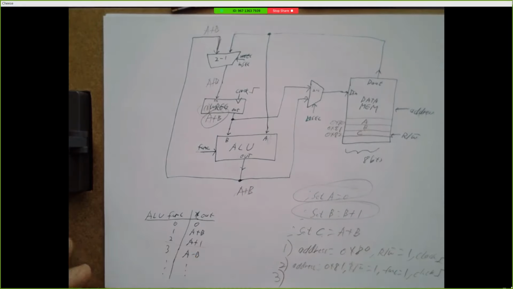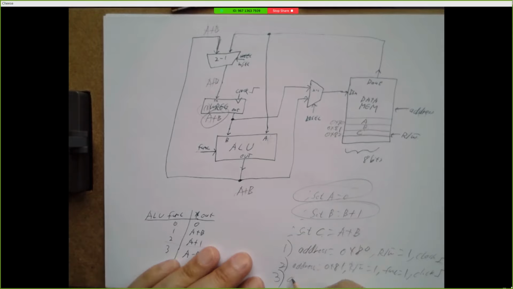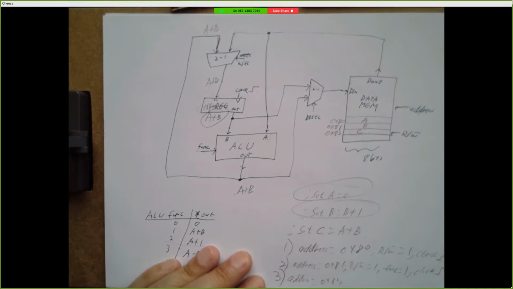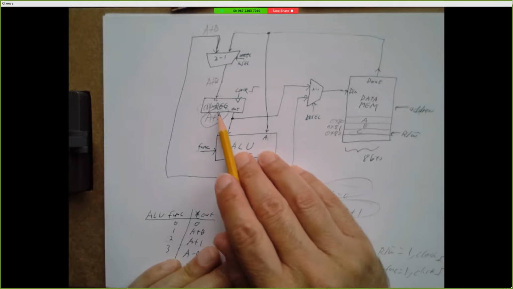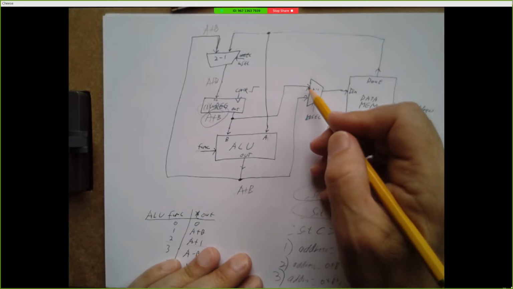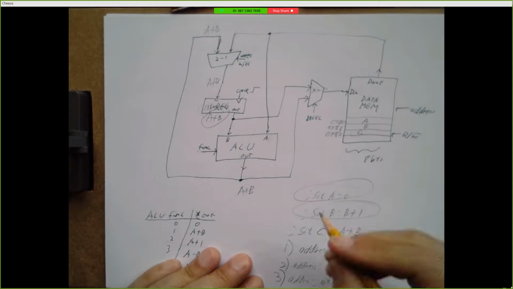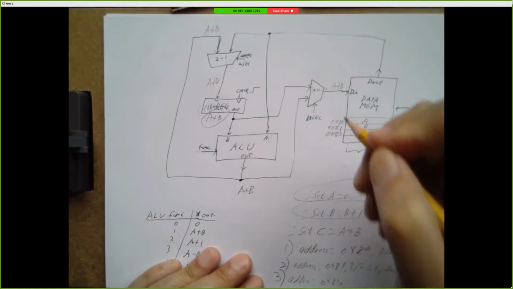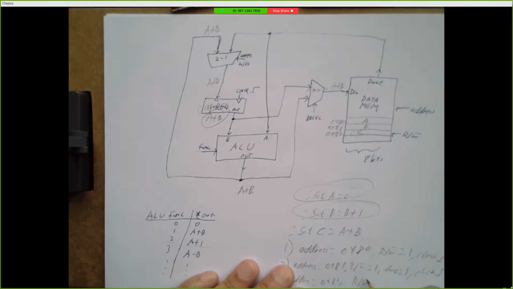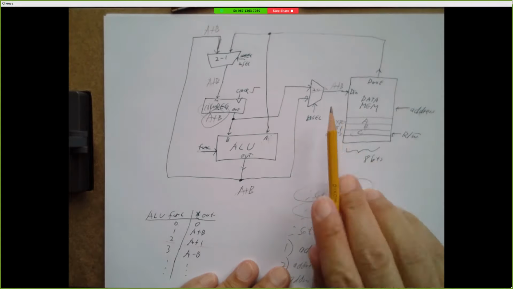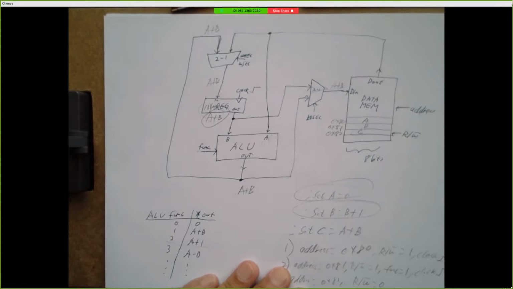And then I'm going to do a third instruction where I'm going to set my address equal to 82, so I'm accessing C. I'm going to set this selector to take the contents of the W register, A plus B, and feed that through. So now this is A plus B, and I'm going to set read write bar equal to 0, which will say write this A plus B into this location for C, and now I've done that instruction.